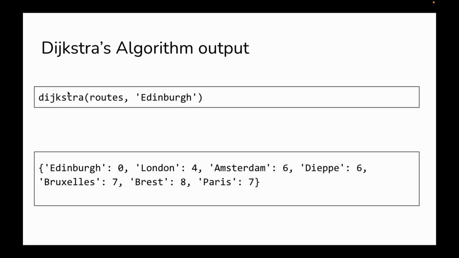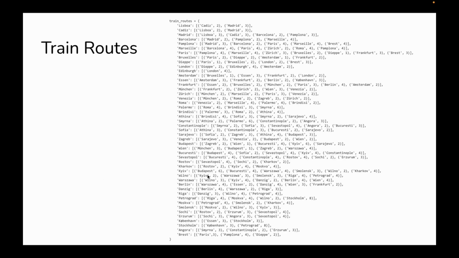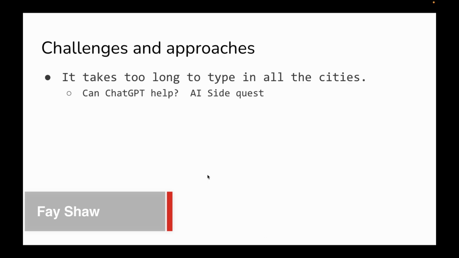Here's the output. Here's the function Dijkstra given Edinburgh as its input argument, and we get the same dictionary that we got when we figured it out by hand. This is a list of all the cities and connections on the whole board. There's a lot of typing. It takes too long to type in all the cities, unless you're a fast typer.